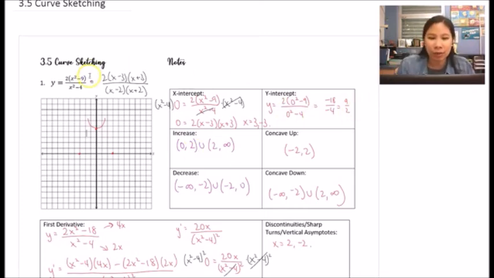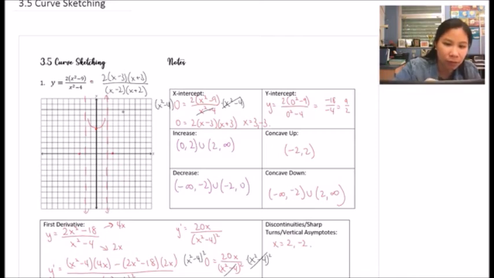Also, we determined earlier that we were going to have 2 vertical asymptotes at 2 and negative 2. So I'm also going to draw those in. Which then pretty much gives me that's how I'm going to know that for this part of the curve, it's just going to get closer and closer to the asymptotes, because that's what asymptotes do. Okay, so I've got that first part of the graph, that section right there.